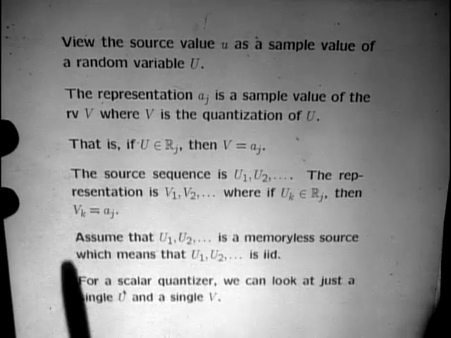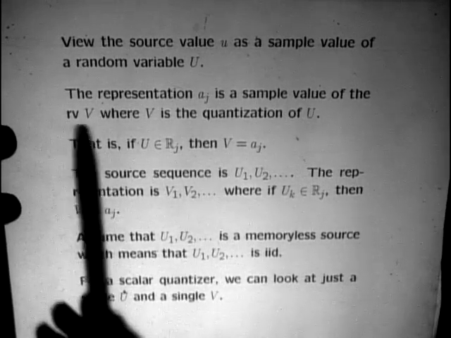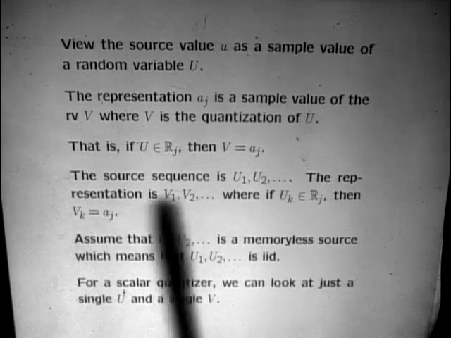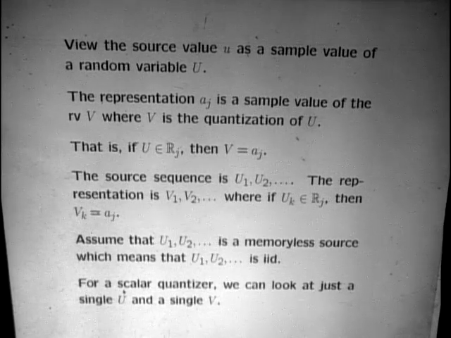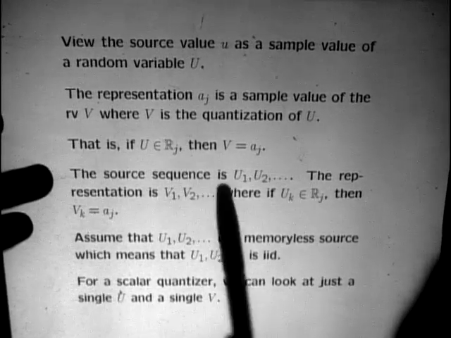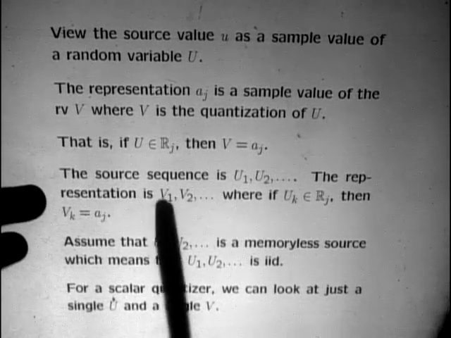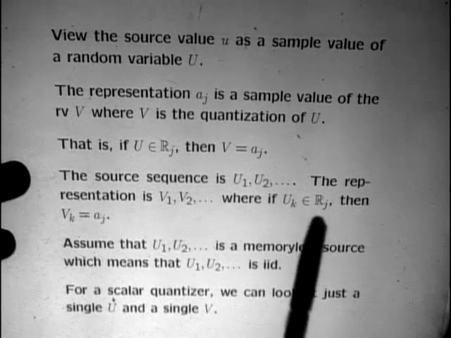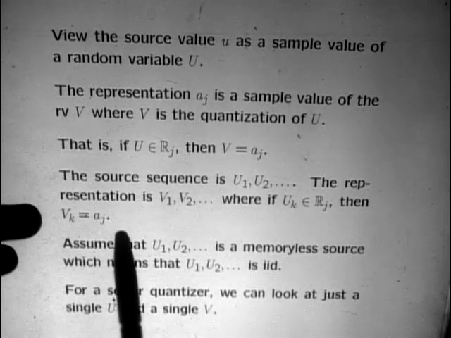And now since a sub j is a sample value of a random variable u, a sub j is going to be a sample value of some random variable v. In other words, the probabilities of these different sample values are going to be determined by the set of u's that map into that a sub j. So we have a source sequence, u1, u2, and so on. We have a representation sequence, v1, v2, and so on, which is defined by: if u sub k is in r sub j, then v sub k is equal to a sub j.